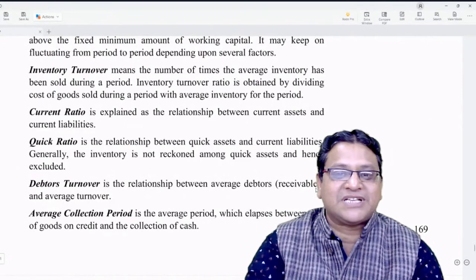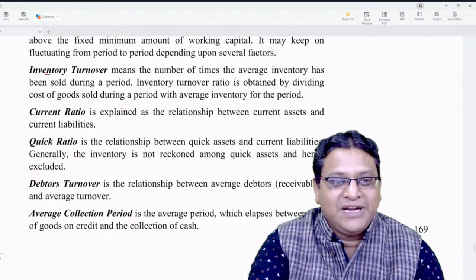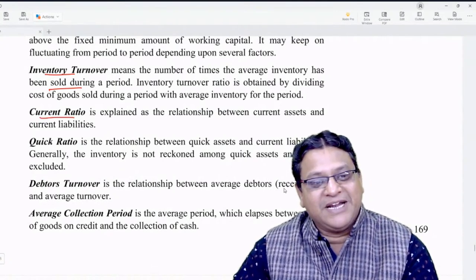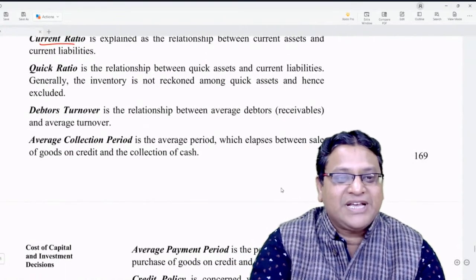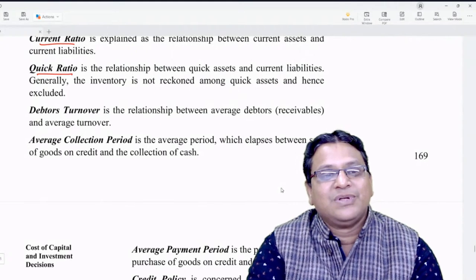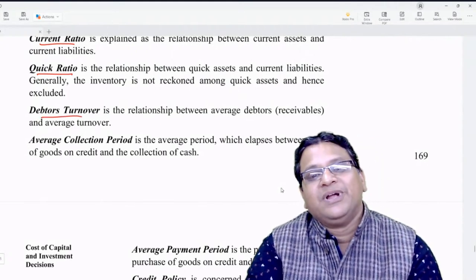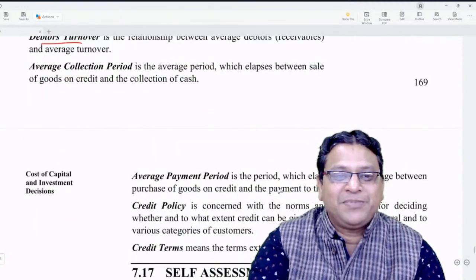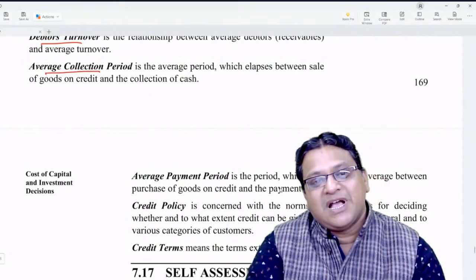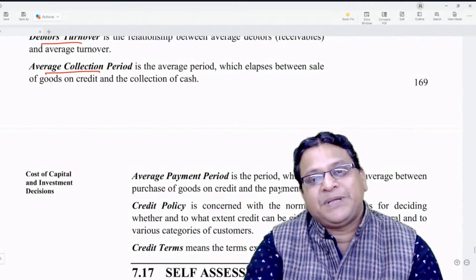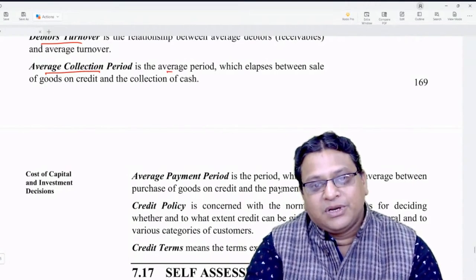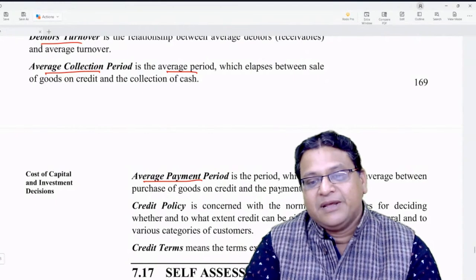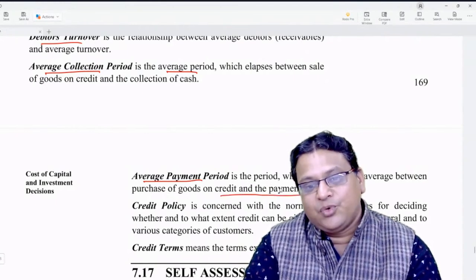Next, inventory turnover ratio is the average number of times the inventory has been sold during a period. Current ratio is the ratio of current assets to current liabilities. Quick ratio is the ratio of quick assets, that means current assets minus stock, to current liabilities. Debtor turnover ratio shows the average debtors and average turnover. Average collection period simply means the period in which money is recovered, the average period of loan given to the debtors. Average payment period simply means the period of credit allowed by the creditors.